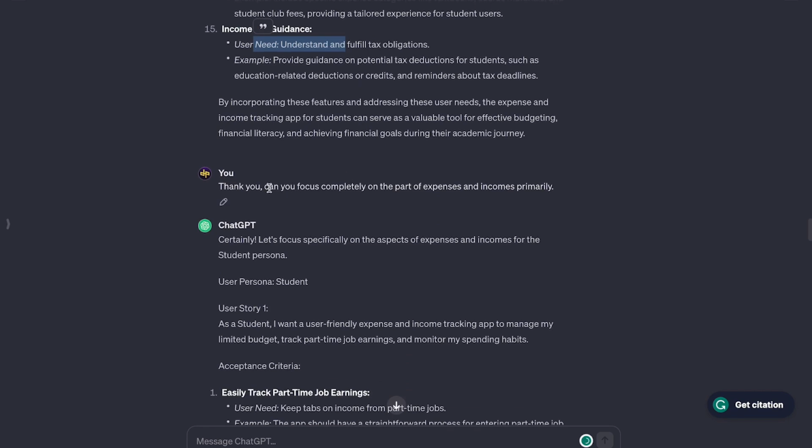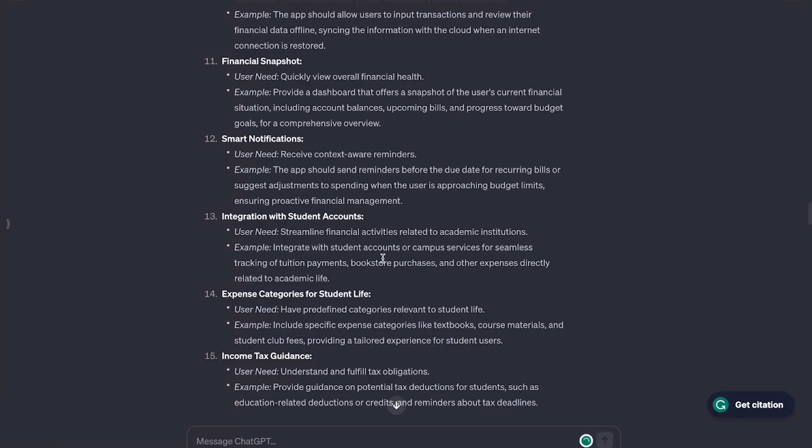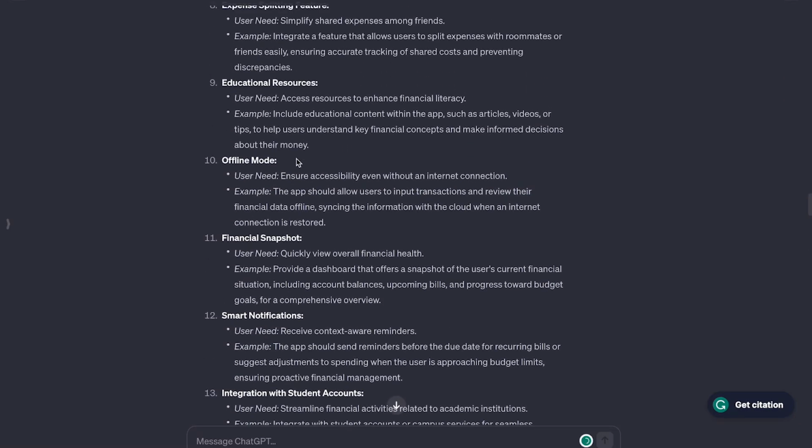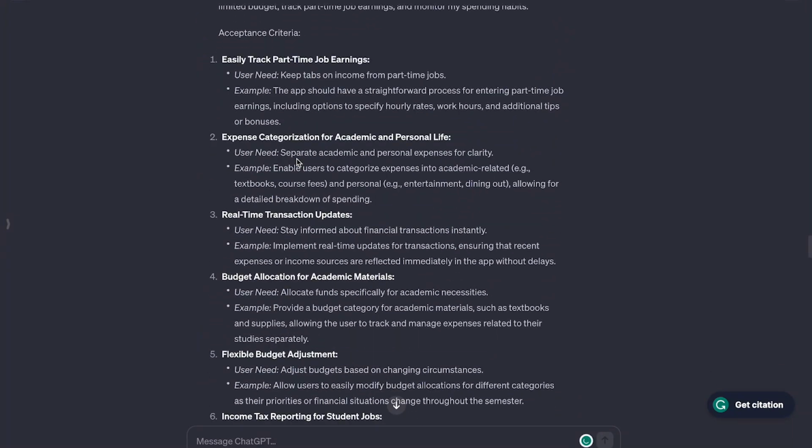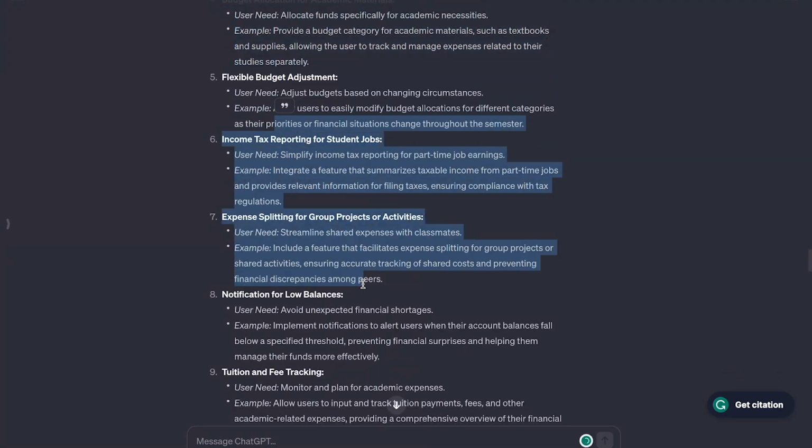Now, the next thing that I did is I tried to make it even more clear to ChatGPT and said, thank you. Can you focus completely on the part of income and expenses, right? So forget everything that was related to income tax guidance, offline mode, and all of these things. Just focus on the incomes and expenses. And it still didn't really do a good job. It pretty much gave the same things, to be very honest, and wasn't really helpful.